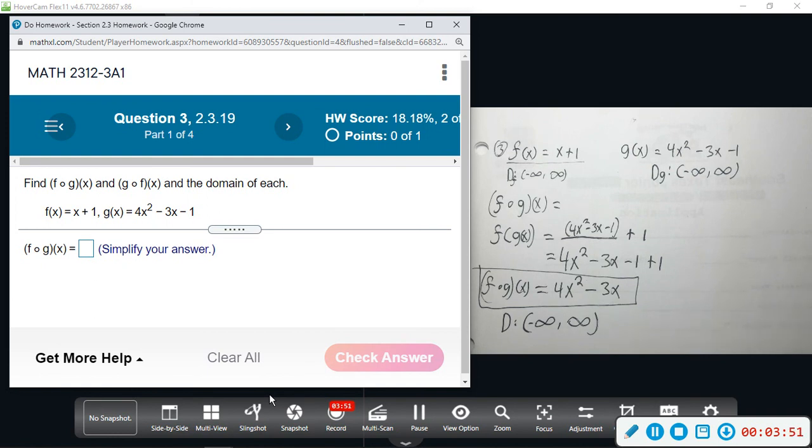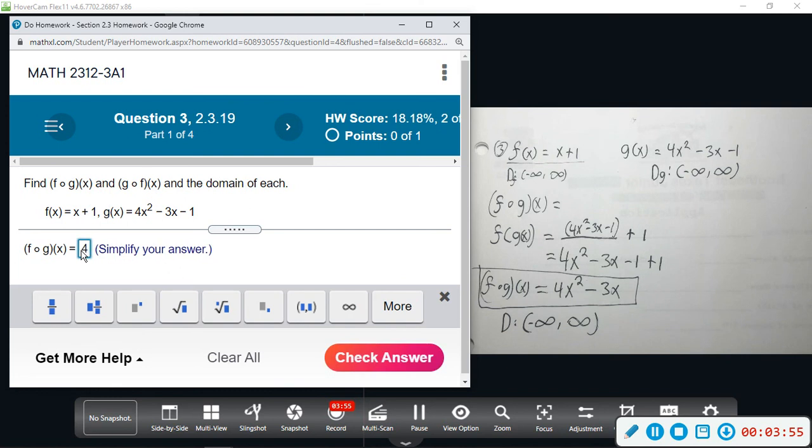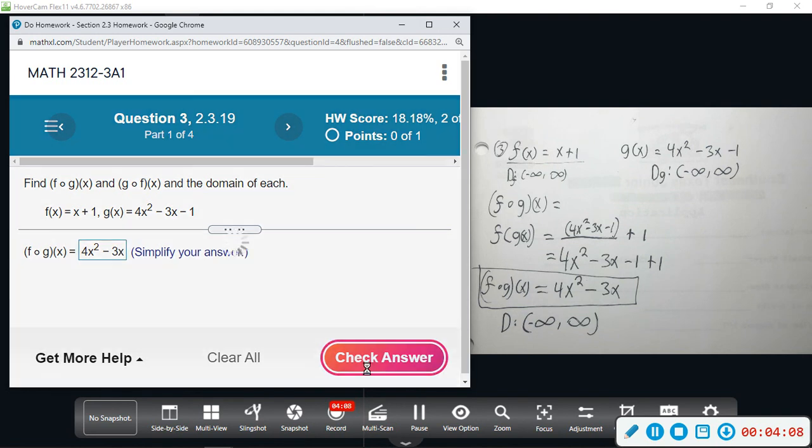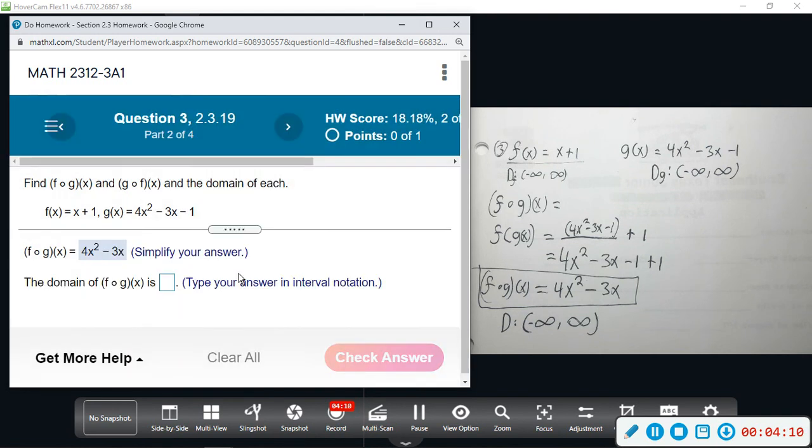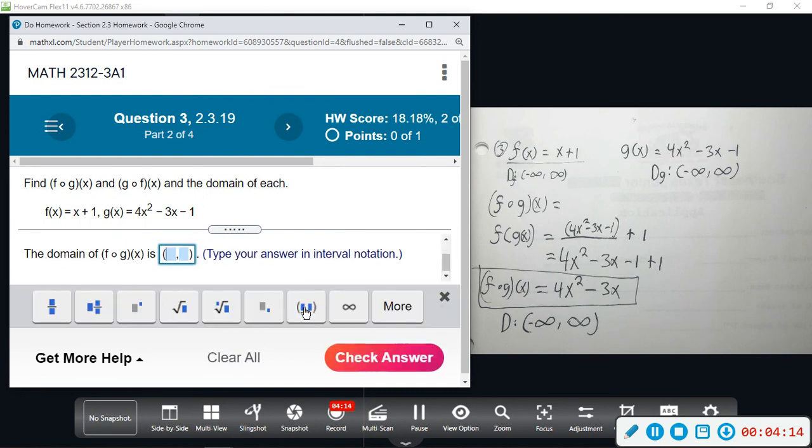Let's go ahead and plug that in. 4x squared minus 3x. Okay, so now the domain is negative infinity to positive infinity.